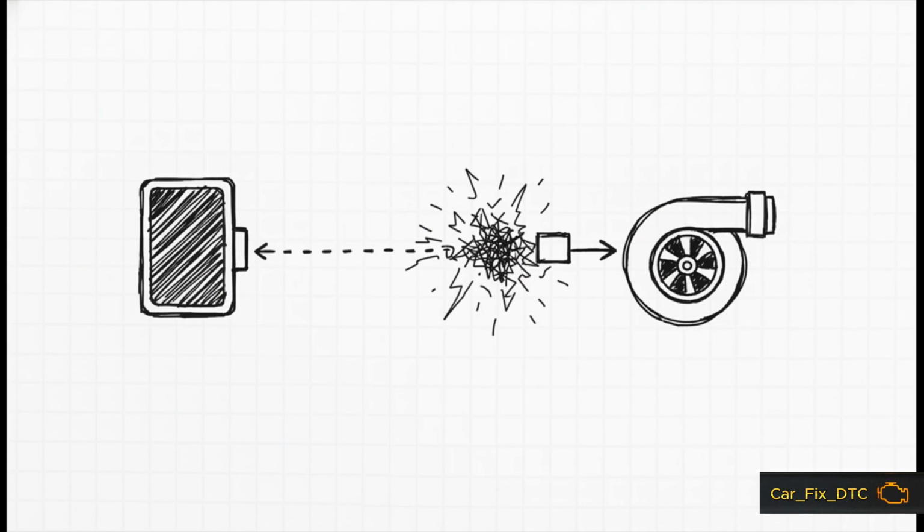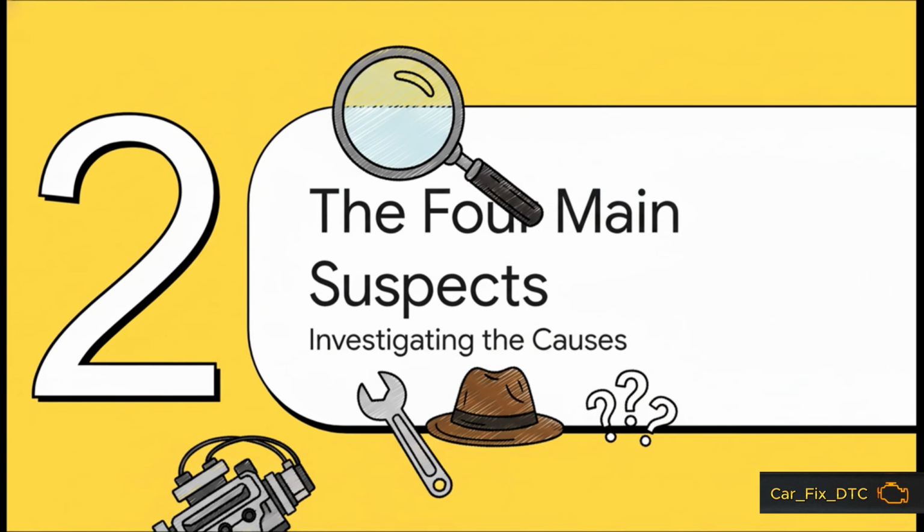Okay, so let's make this simple. Imagine your engine's computer is trying to call a really important valve that controls your turbo's power. But the phone line is either cut or there's a ton of static, and the message just isn't getting through clearly. Because this valve is so important for performance, your car flags it with that check engine light. So, the big question is, what's causing this communication breakdown? Well, there are usually four main suspects. Let's put on our detective hats and track down the culprits, one by one.